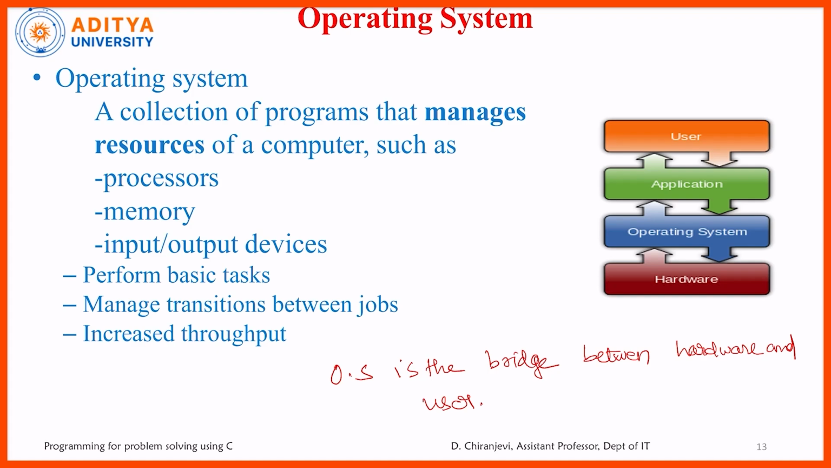A collection of multiple programs that manages the resources of a computer, like processor, memory, and input output devices, is known as an operating system. It generally performs basic tasks and manages transition between jobs, and it also increases the throughput. So simply, if you want to understand the operating system, you can say it's the bridge between user and hardware.